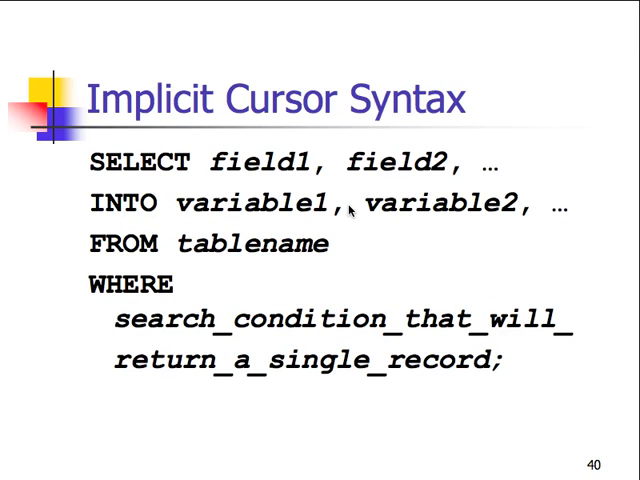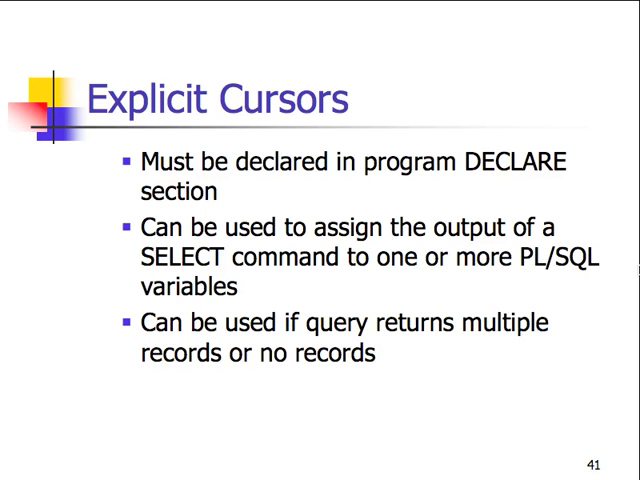So in the implicit cursor syntax, we're looking at a select field 1, field 2, into variable 1, variable 2, from a particular table where we've got the search condition that will return a single record. And then we've automatically created, implicitly, the cursor syntax for us. The other option that we have is the explicit cursor. So the implicit, you don't do anything. It happens automatically. You just run a query, you're going to get it. That's the way that the database works.